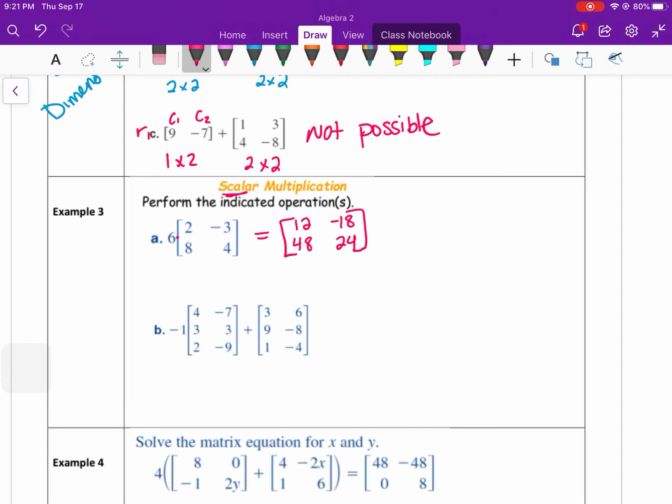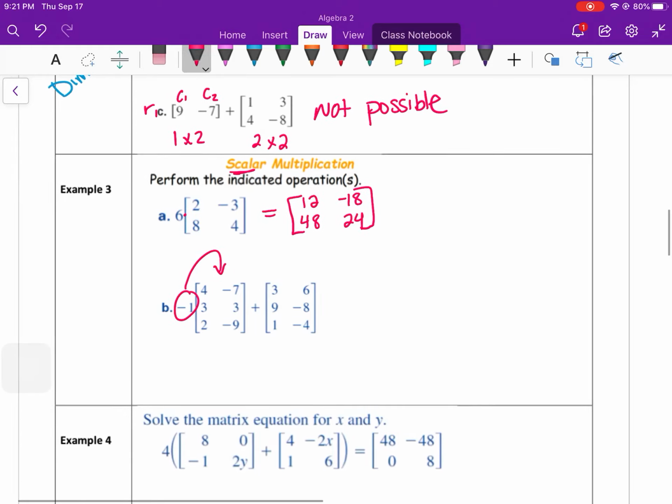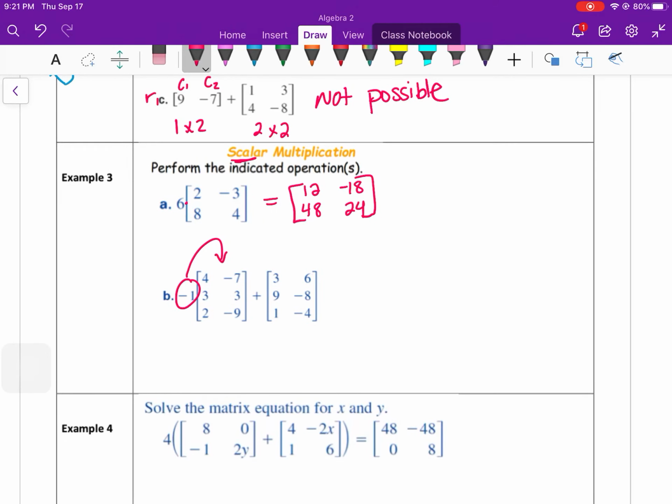In B, matrix operations do follow the order of operations as well. So before you add these, you should multiply. So multiplication comes before addition. So scalar multiplication, distribute that -1 inside to everything. So that just essentially changes the signs of each of those.